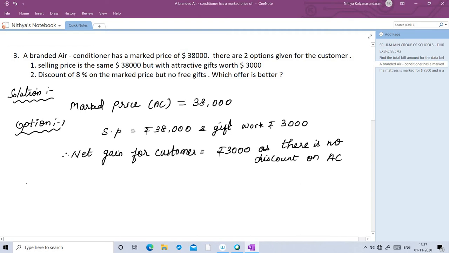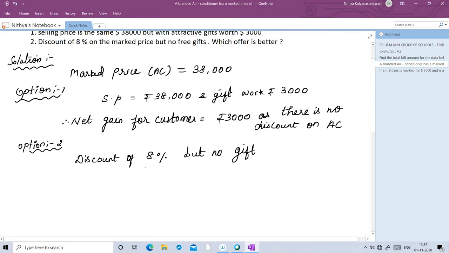Next, option 2: what is the discount of 8% amount we want to calculate? Option 2 is a discount of 8% but no gift. That is the condition for the second one. We calculate the 8% amount, then compare option 1 and 2 to find out which offer is better.